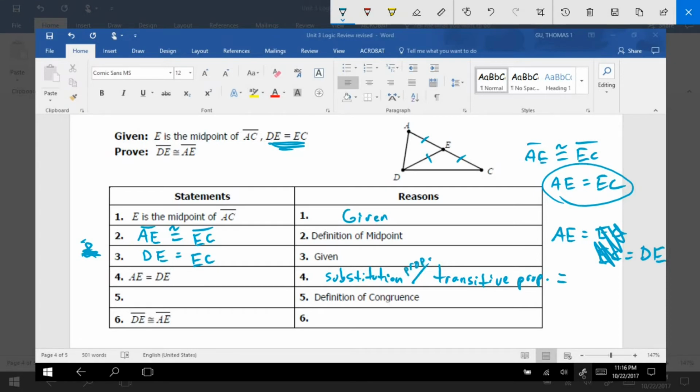All right, next one. Definition of congruence means that from AE equals DE, we can say that segment AE is congruent to segment DE. And then how do we get from AE is congruent to DE, to DE is congruent to AE? That is going to be the symmetric property. Symmetric property. And we have finished this one. Not sure what number it is because it's not even a number, but that's the end of this one. It's in the books. We're done.